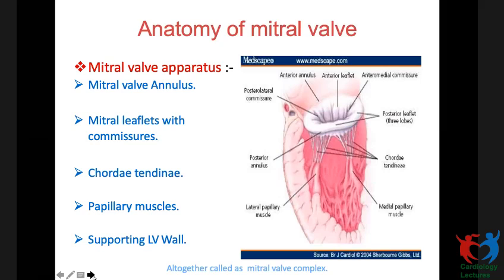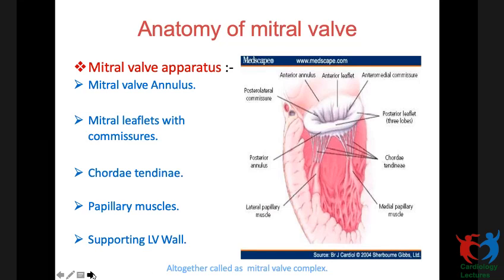Okay. Initially, in the introduction, I'll be dealing with the anatomy of the mitral valve and what is the mitral apparatus and what is the subvalvular apparatus. Mitral valve apparatus consists of mitral valve annulus, mitral leaflets with commissures, chorda tendineae, papillary muscles, and the supporting left ventricular wall.